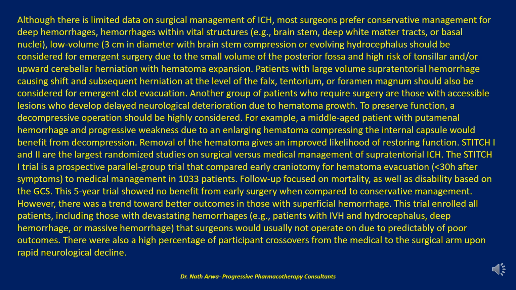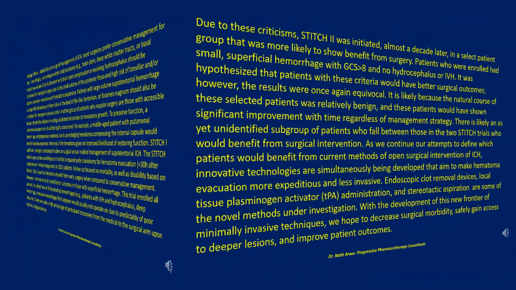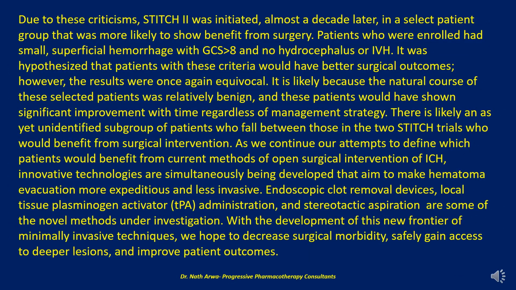This trial enrolled all patients, including those with devastating hemorrhages, e.g., patients with intraventricular hemorrhage and hydrocephalus, deep hemorrhage, or massive hemorrhage, that surgeons would usually not operate on due to predictably poor outcomes. There were also a high percentage of participant crossovers from the medical to the surgical arm upon rapid neurological decline. Due to these criticisms, STICH 2 was initiated, almost a decade later, in a select patient group that was more likely to show benefit from surgery.